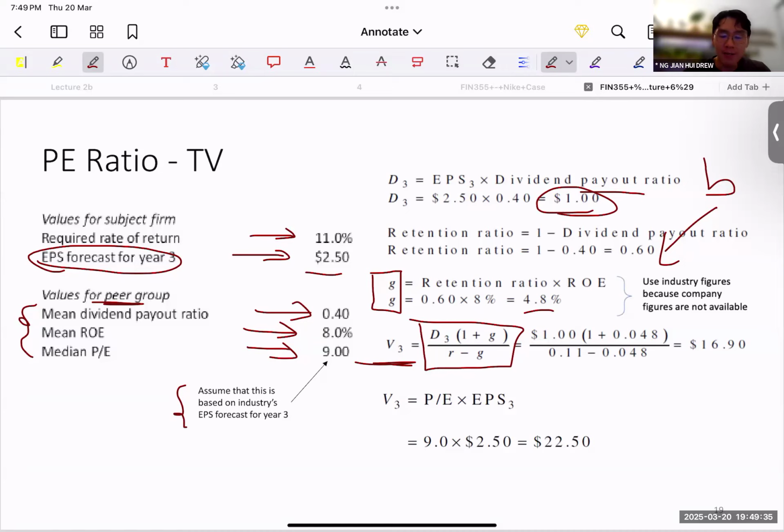And now we want to compare it with your peer group, right? You know that your peer group's PE is 9 and your earnings per share is 2.5. So in this sense, your peer group's value is actually 22.5. So the question is: is this stock overvalued or undervalued and why? How do you know whether it's over or undervalued?